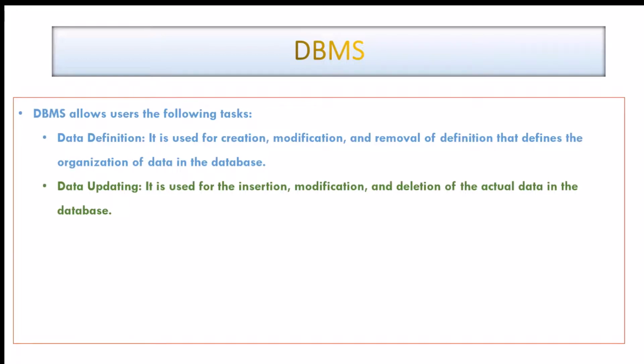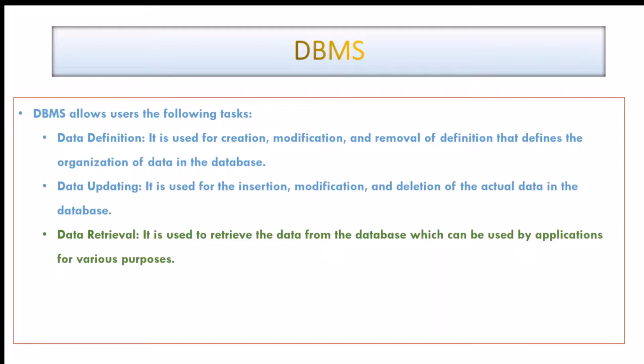The next task we can perform with the help of DBMS is data retrieval. It is used to retrieve the data from the database, which can be used by applications for various purposes. As I said, in a transaction, if any modification is to be done, first we have to retrieve the data from the database, then we can do the modification. And if we are going to generate any report, for that also we have to retrieve the data. So there are a number of purposes for which we have to retrieve the data from the database, for which also DBMS is used.